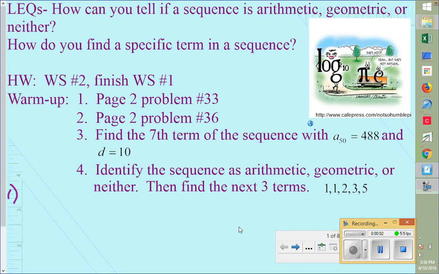This is day 2 of Unit 8. We started with this warm-up, so take a moment and pause the video, try the warm-up, then play to check your answers. So page 2, problem 33, asks for the explicit formula.